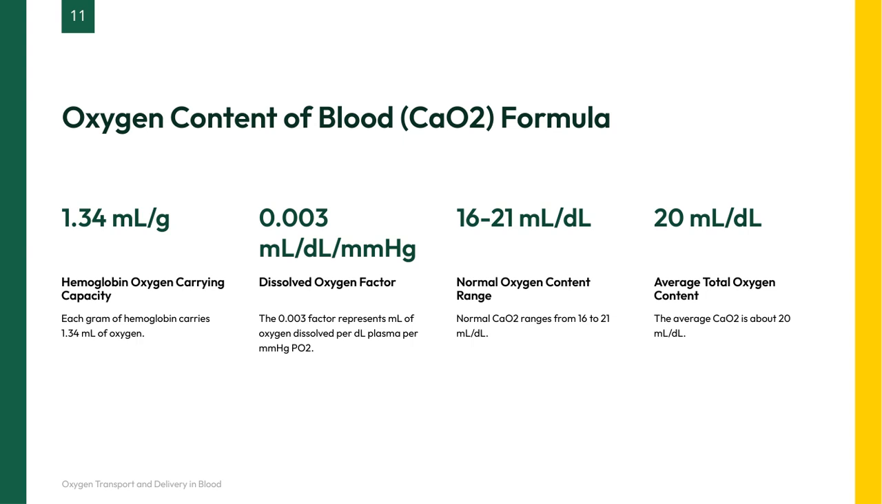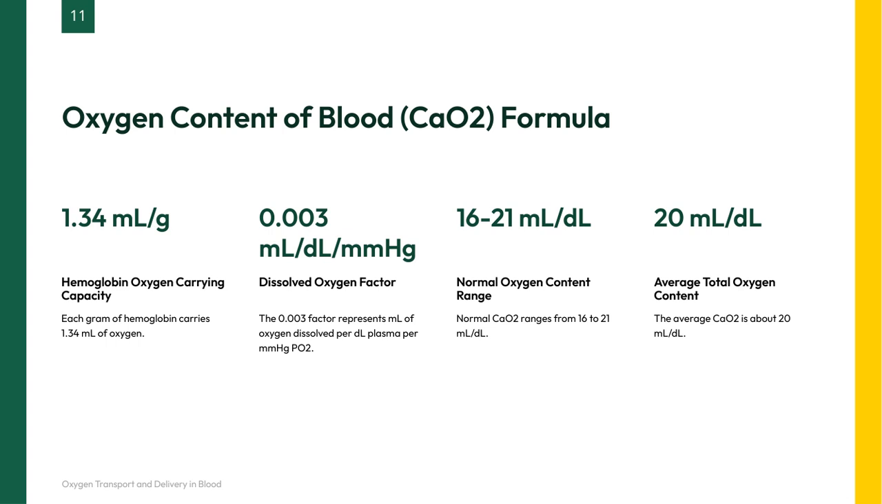The average arterial oxygen content, or CaO2, is about 20 milliliters per deciliter. This value represents the total amount of oxygen carried by the blood, and it's actually quite consistent within the normal range, which spans from 16 to 21 ml/dl.